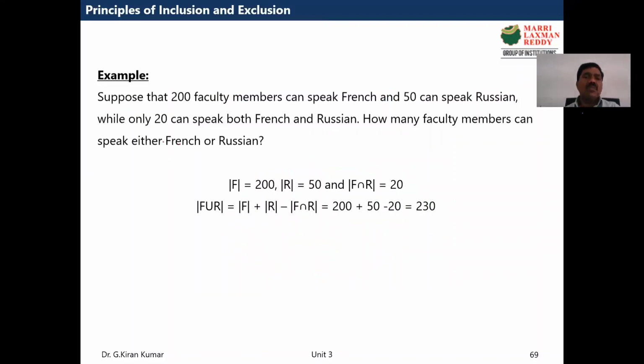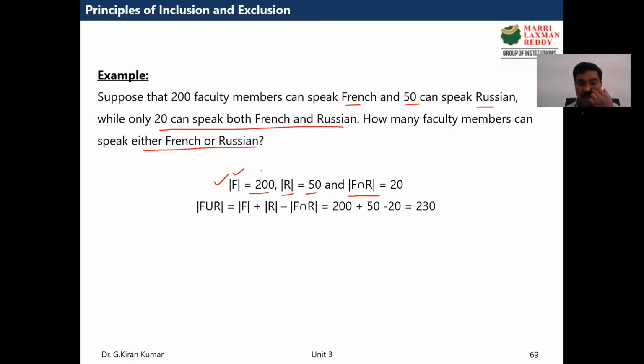And of course, you can see a simple example. Suppose that 200 faculty members can speak French and 50 faculty can speak Russian, while only 20 can speak both French and Russian. Then how many faculties can speak either French or Russian? How do we calculate? Simple. The number of faculties that can speak French, I'm calling mod F, is 200, and the faculty who can speak Russian, I'm calling mod R, is 50 as per the given data, and faculties who speak both French and Russian are 20.